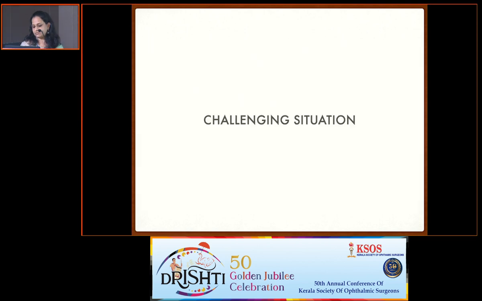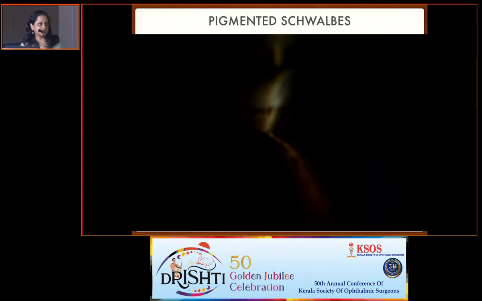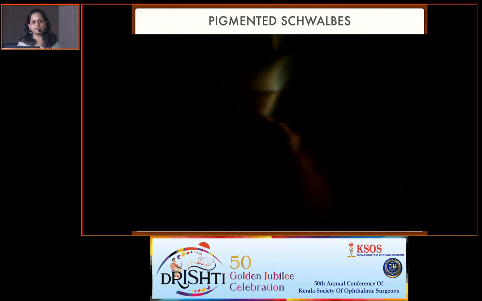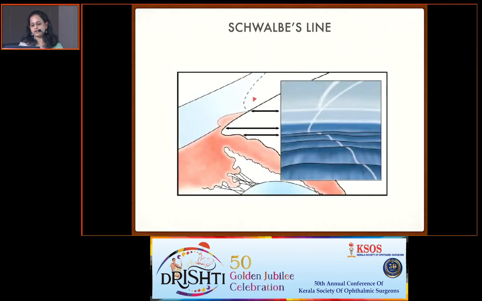Some of the challenging situations, I think I'll take 2 more minutes. You always have a doubt when you see a pigmented Schwalbe's line, whether this is a Schwalbe's line or a trabecular meshwork. So what do you do in such cases? You have to do the corneal wedge technique.